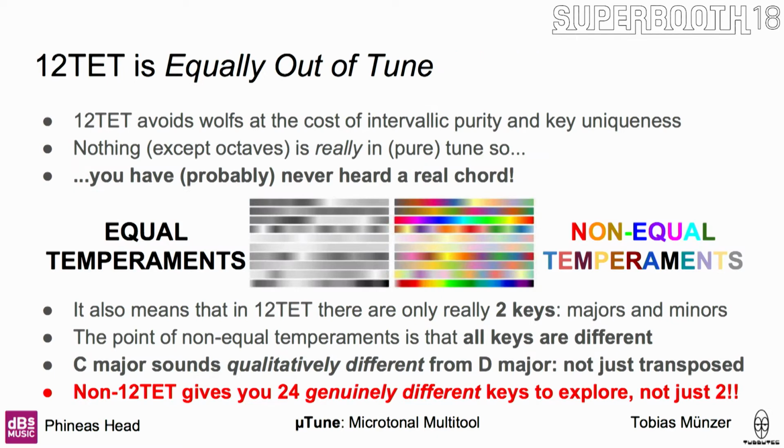The beauty of non-equal temperament is that suddenly you move from having just 2 keys, majors and minors, where C sharp minor is exactly the same as C minor, just transposed up. It's not qualitatively different. The minute you have non-equal temperaments, you transform from just having 2 keys to having 24, if you stay in 12, because C sharp minor is a different thing to C minor.